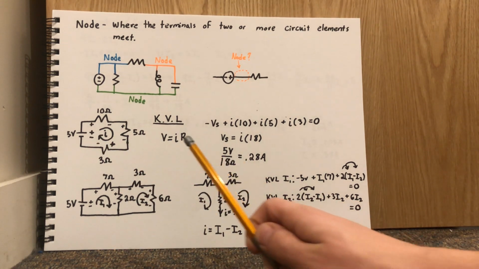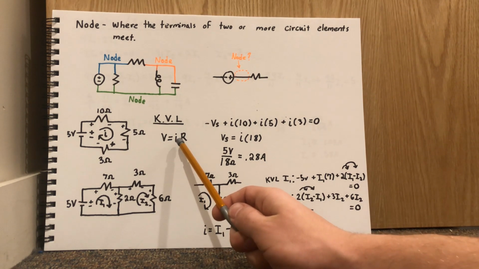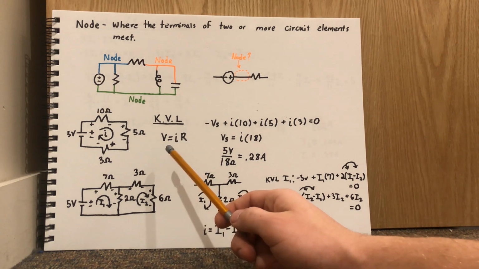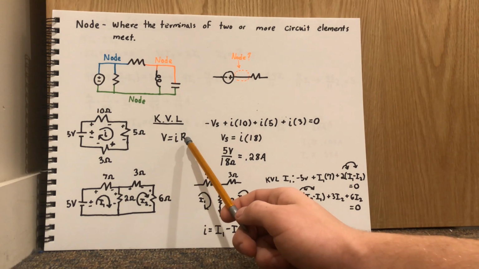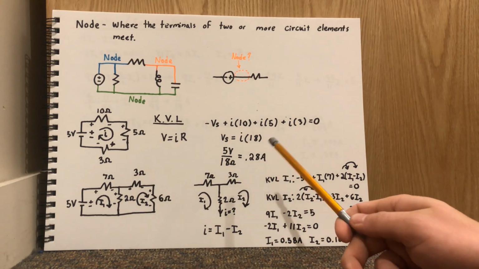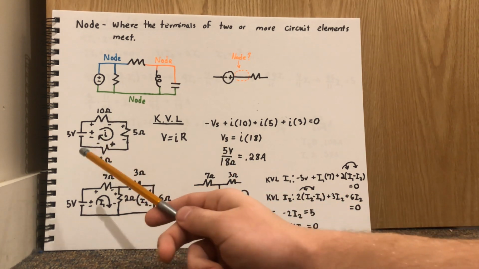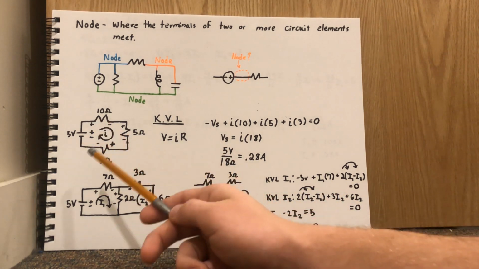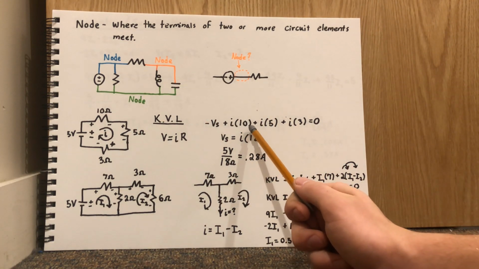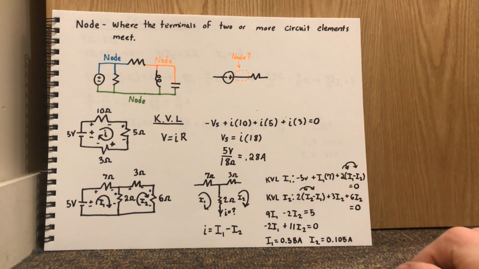And we also know that voltage equals current times resistance. So if we take our current times our resistance, this should give us a voltage. So we can set up a little equation here where we say that our negative voltage source, which is our 5 volts, and remember it's negative because this is the direction that we're measuring our current, plus I times 10 ohm plus I times 5 ohm plus I times 3 ohm is equal to 0.